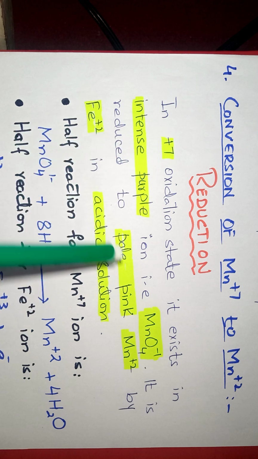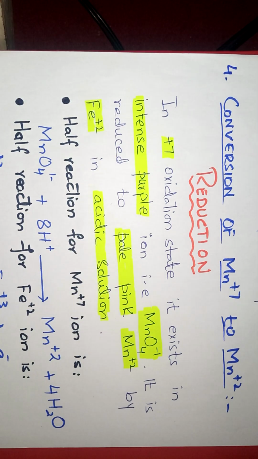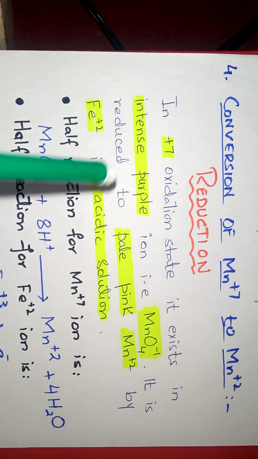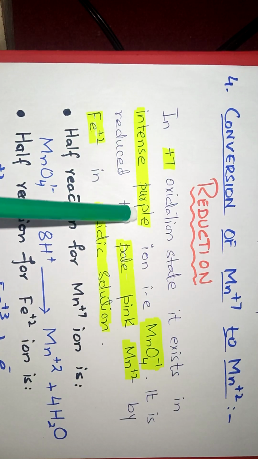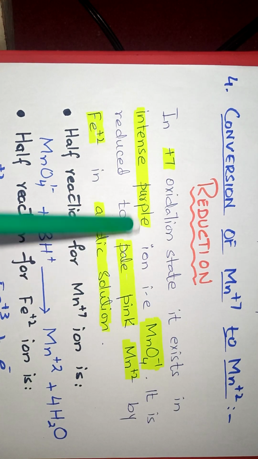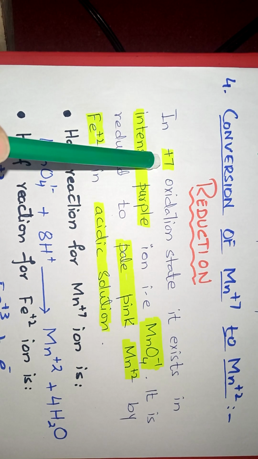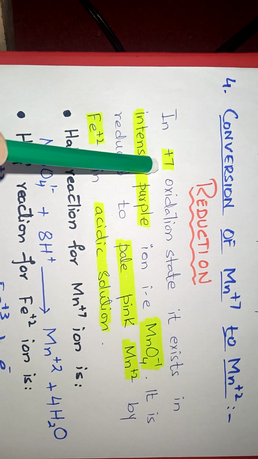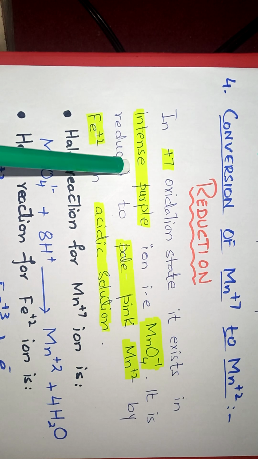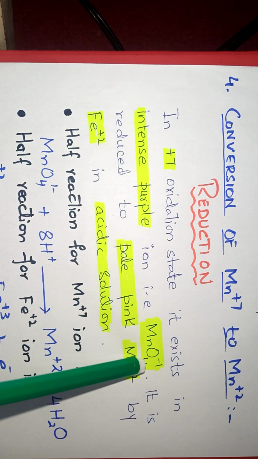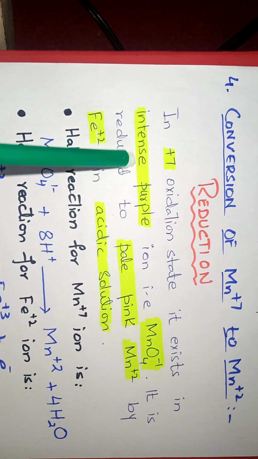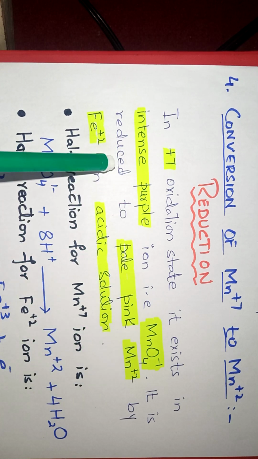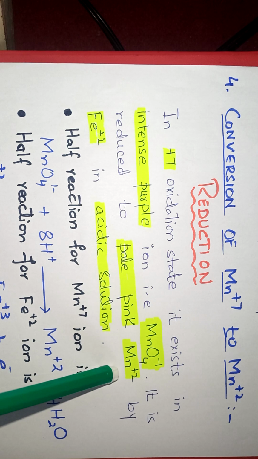Here I have highlighted some of the things, and they are very important. In +7 oxidation state, it exists in an intense purple ion. Note the color and the oxidation state. It is very important. +7 oxidation state of manganese exists in intense purple color. That is the manganate ion. If you have seen it in the laboratory, potassium permanganate is in intense purple color. It is reduced to pale pink manganese 2 ion.